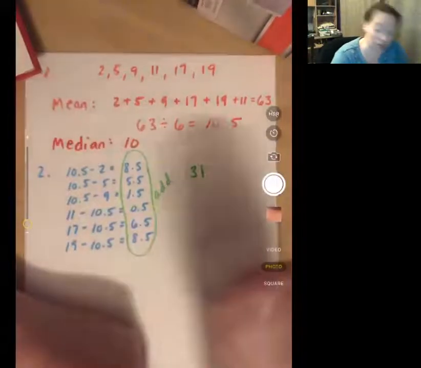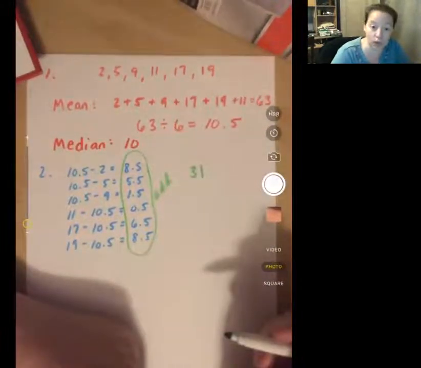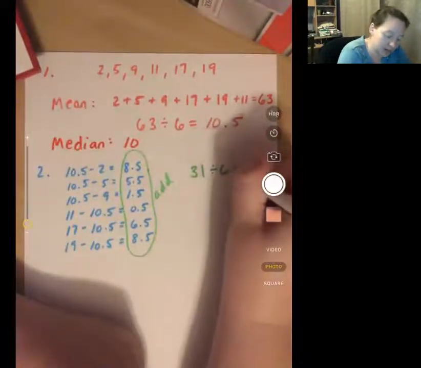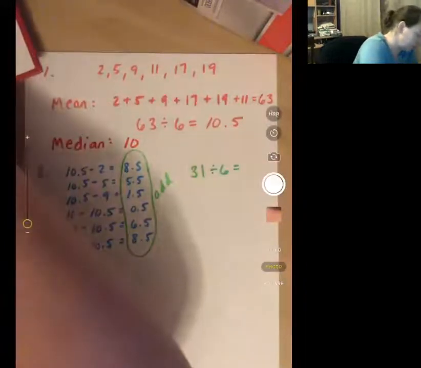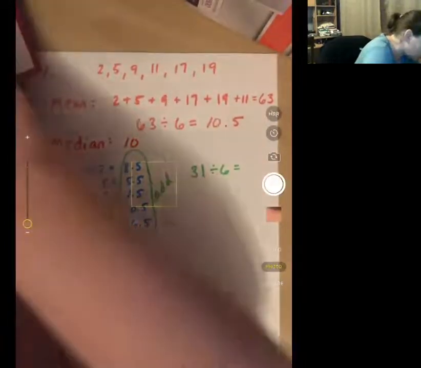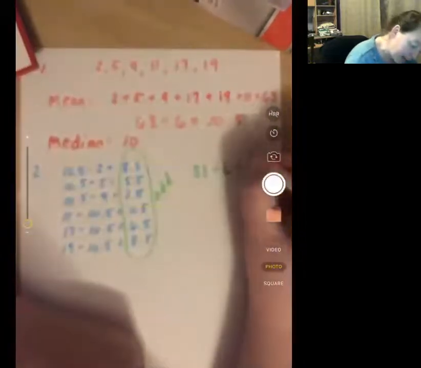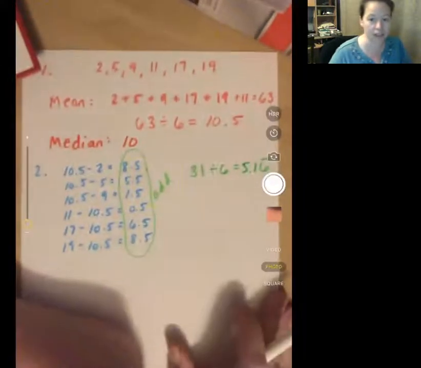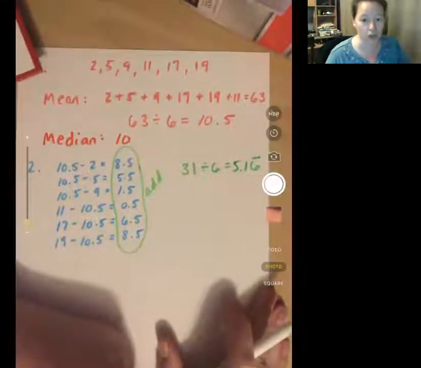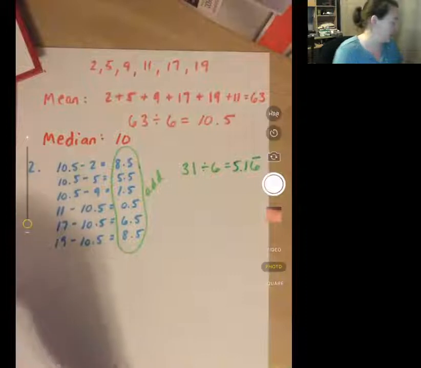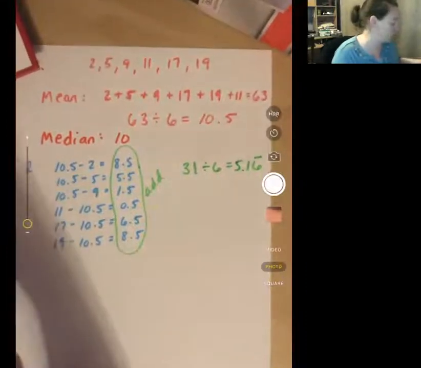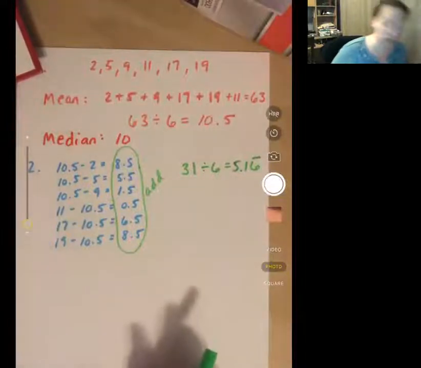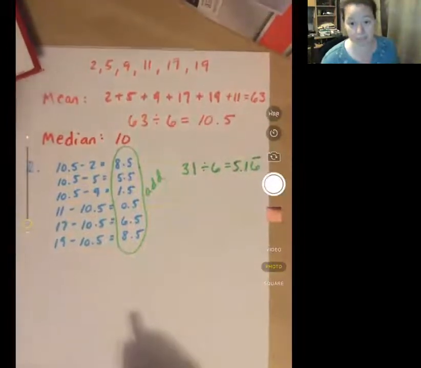Okay, so I added all of these together. I got 31. I have 6 numbers I'm dealing with, so I am going to divide by 6. 31 divided by 6 equals 5.16 repeating. That's what that line over the top of it means. So our mean of absolute deviation for it is 5.16 repeating. Okay.